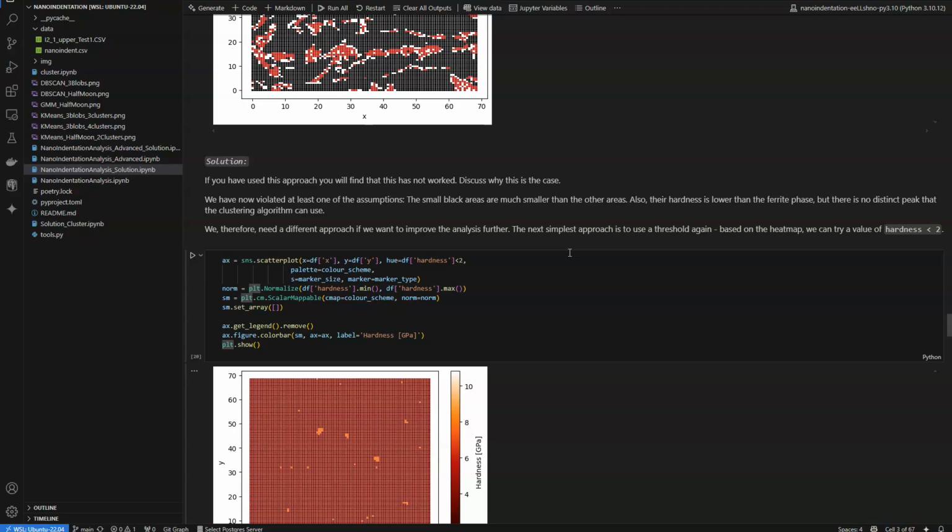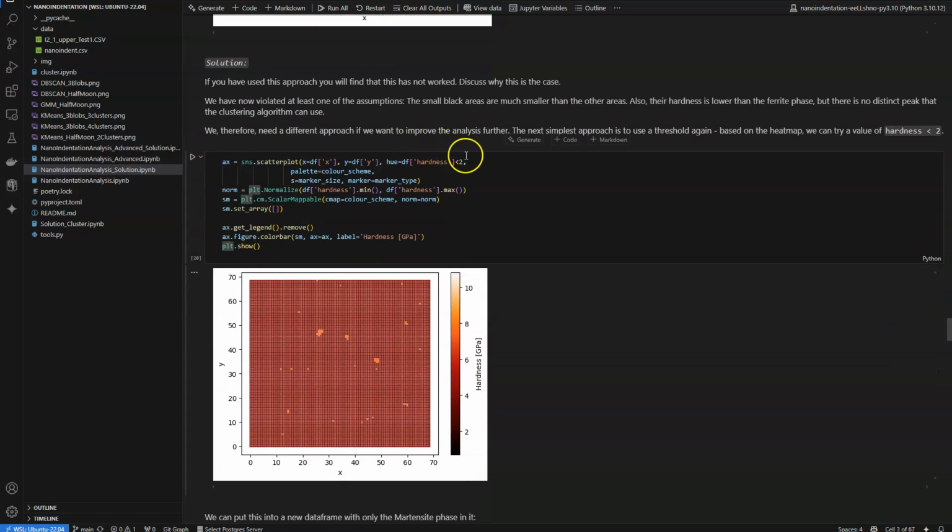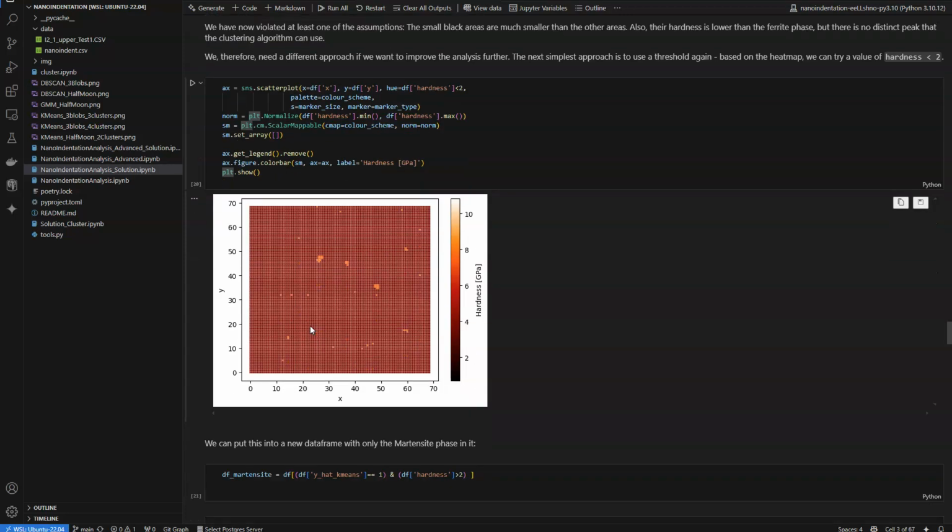The simplest approach is to use the threshold again. Based on the heat map, we could say, well, everything with a hardness smaller than 2 is filtered out, and we then use the clustering approach on the rest. So we could do this, for example, and ask what the distribution of nanoindentation points looks like if we have a hardness smaller than 2, and we can see that a lot of these artifacts that we want to capture do indeed show up. So this is a sensible approach if you want to do this manually.